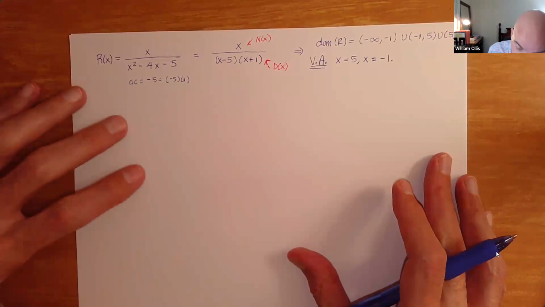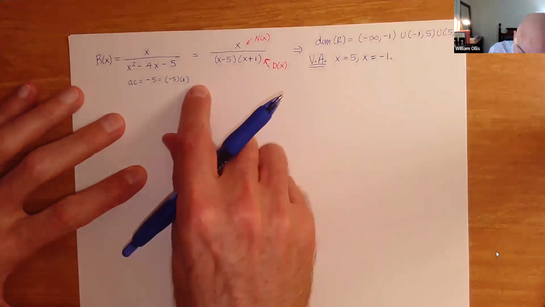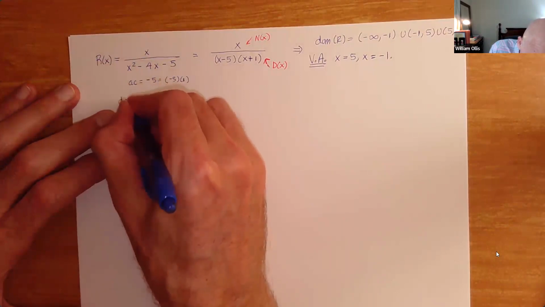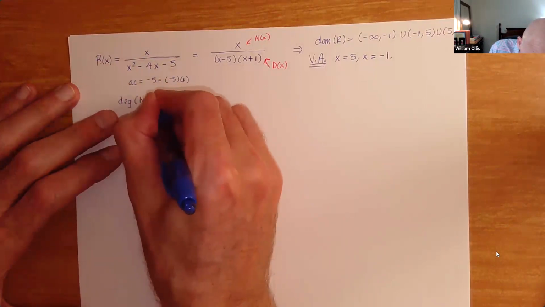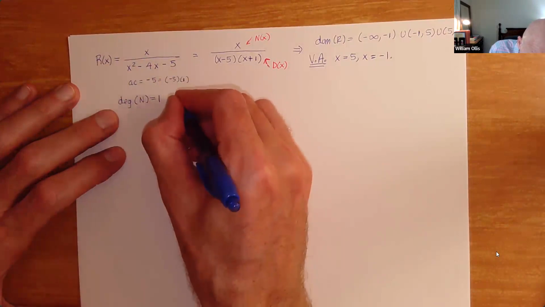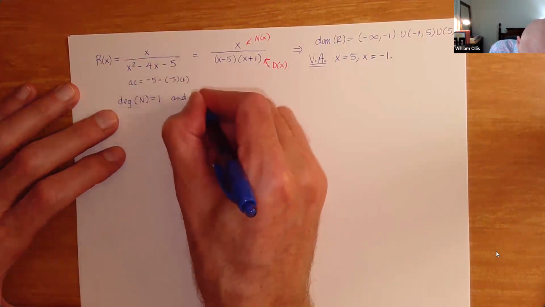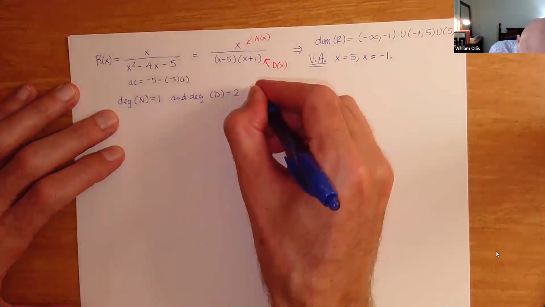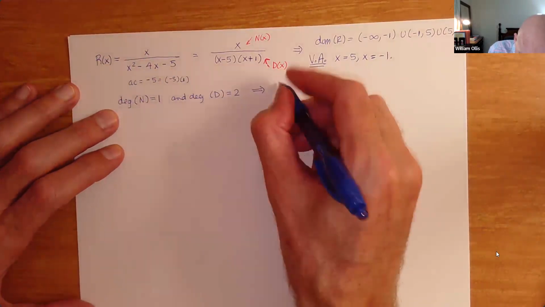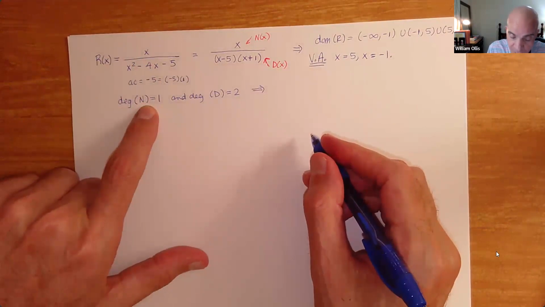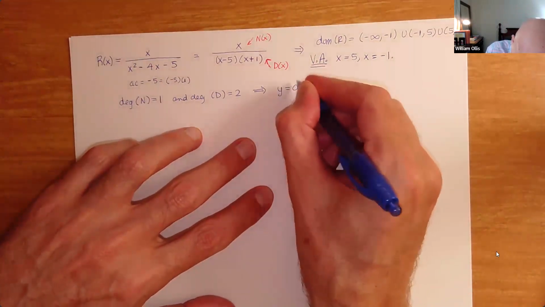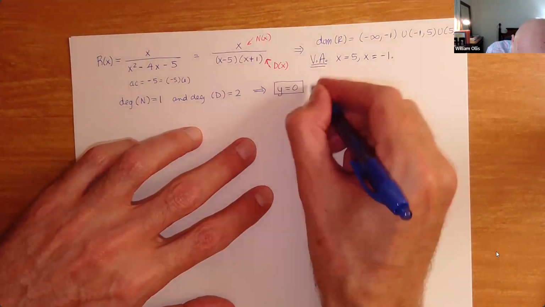Be careful with that. Now the other thing that we want to notice is degrees. The degree of n is 1, and the degree of d is 2. So this implies, again, the degree upstairs is less than the degree downstairs. So we have y equals 0 is the horizontal asymptote.